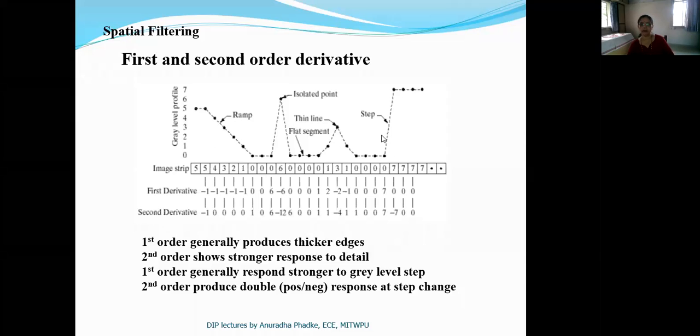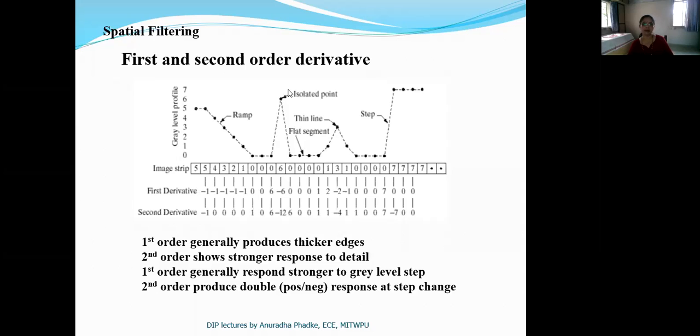And one more important conclusion: whenever you have constant gray values, whenever there is no transition in gray value, both these derivatives give you zero response. So whenever you have an image area with constant gray shades, the first derivative and second derivative operations give you zero response, or very low response for slow variations in gray value.